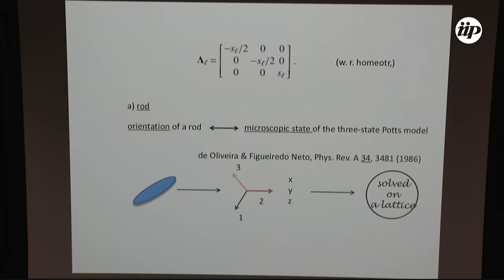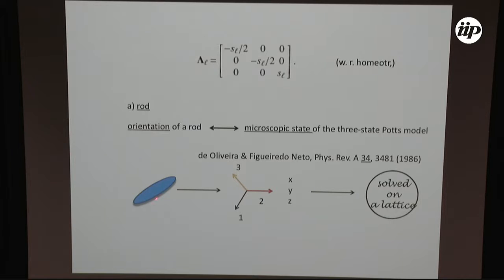For instance, this is the mean quadrupole moment of a rod on layer L. So my order parameter with respect to the homeotropic anchoring is going to be this S_L here. So this is how I describe the orientation of a rod within this lattice. Now, I'm going to restrict the orientation of this rod. It corresponds to a microscopic state of the three-state Potts model. This is just a generalization of an Ising model.